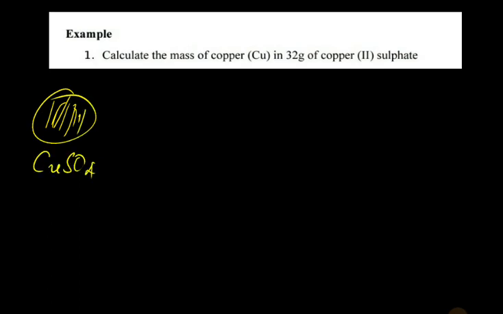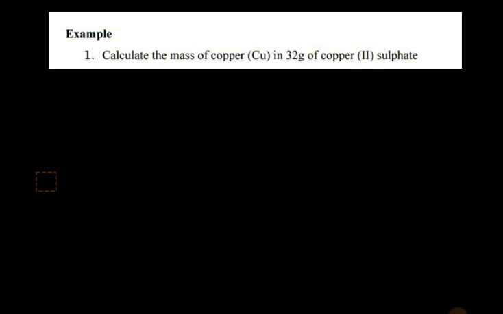Then out of this sample, which is made up of copper and sulfate, I just need a small piece to do with copper. So I want the mass out of this mass, which is 32 grams of the entire compound. I just want the mass of copper. How much copper is there? So having that information, let's go on.